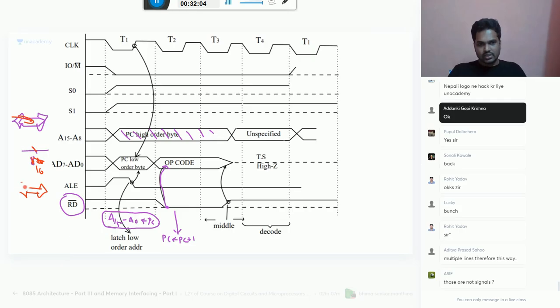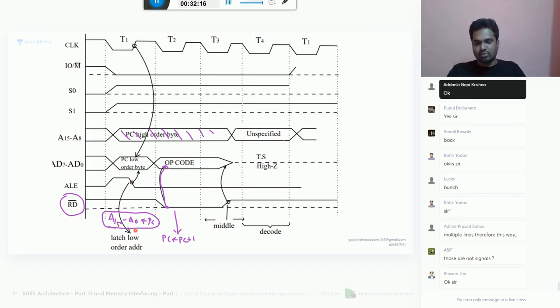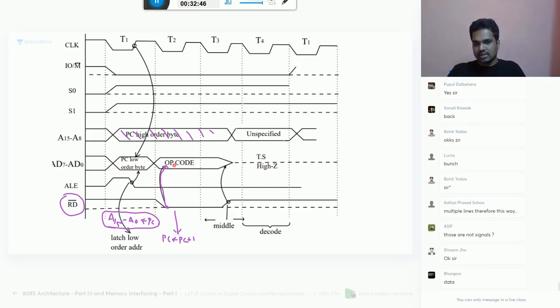Let's continue with the discussion. Please listen here first. Let me complete, then you can ask your doubts. In the first T state, the PC will give its value to the address bus, and PC will be happy that its job is done. Then, based on that address bus, once you get the read signal, we will go to that memory location and read the data where you have the opcode. Once you read that, now the opcode is in D7 to D0.